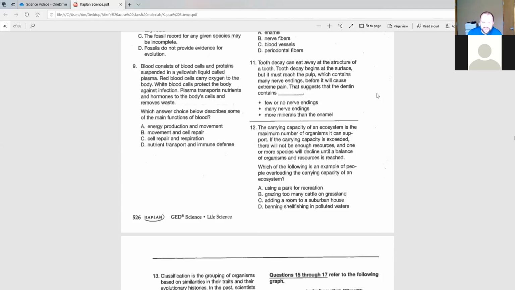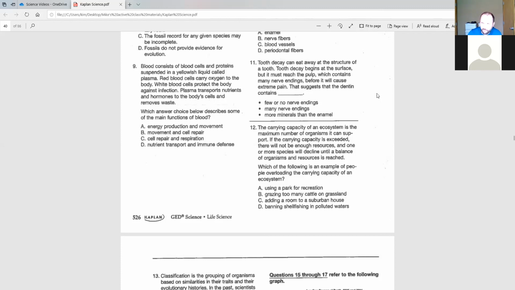So the question says, which of the following is an example of people overloading the carrying capacity of an ecosystem? Okay. A, using a park for recreation. B, grazing too many cattle on grassland. C, adding a room to a suburban house. Or D, banning shellfishing in certain waters. What is an example of people overloading the carrying capacity of an ecosystem?